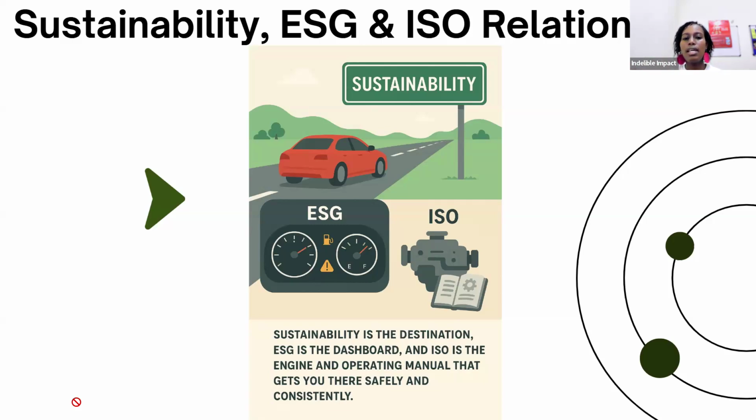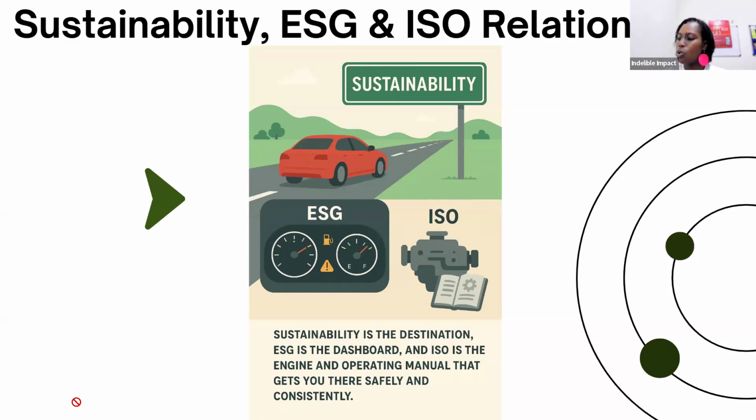It shows you how your fuel is. It's showing you the temperature of your engine and things like that. So it's giving you those indices or the metrics that are being measured as you get to your destination. And then ISO can be looked at as the car operating system, the engine, the brake system, the gears, because it gives you the processes and how they are interlinked and working together to support the vehicle to get you to your destination.